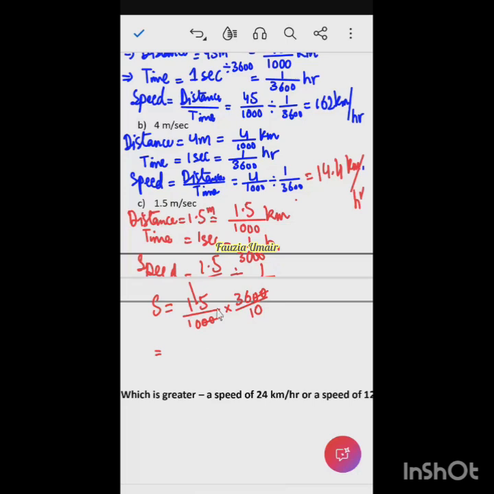Hashim, what was 15 into 36? 54. 54? 54 would be the final answer probably. No, ma'am. Divide by 10. Okay, divided by 10. I divided by 100, so it would be 540 then, right? Yes. I had removed its decimal, right? Okay. So the final answer would be 5.4 kilometer per hour, right?